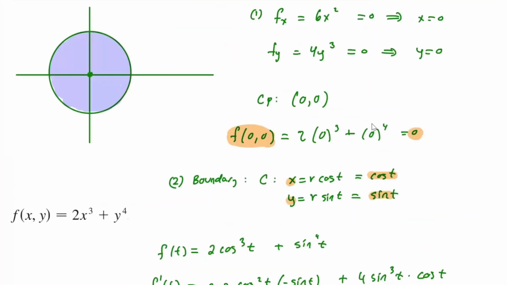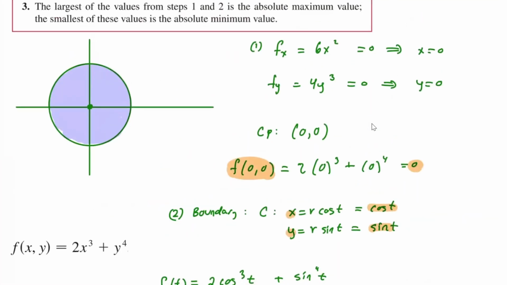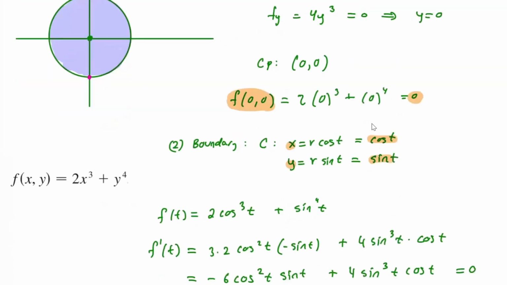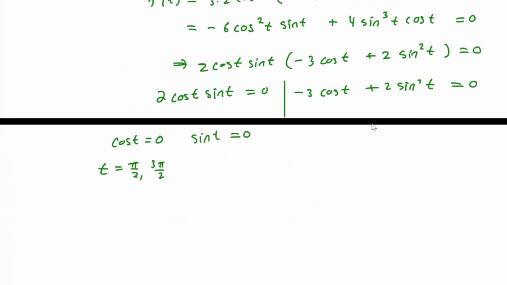If we go back, that's this one right here and this one right here. So we'll have to work on those. We'll have to determine what is the function value at those boundary points. And of course, any 2k pi will also produce cosine t to be 0, but we're only looking at from 0 to 2 pi.